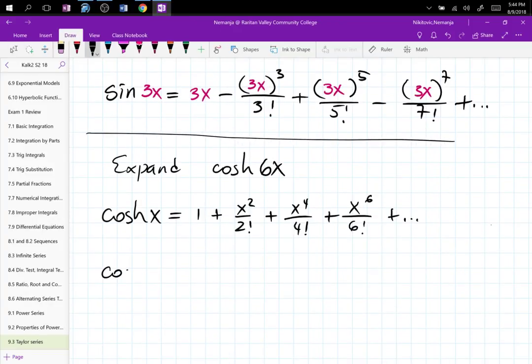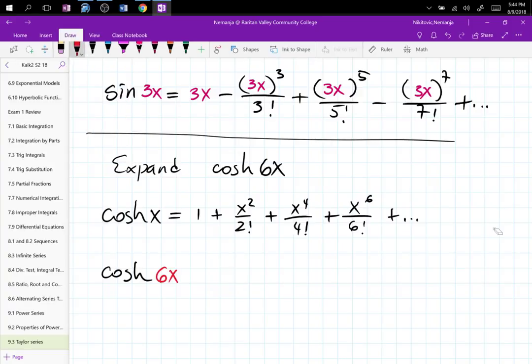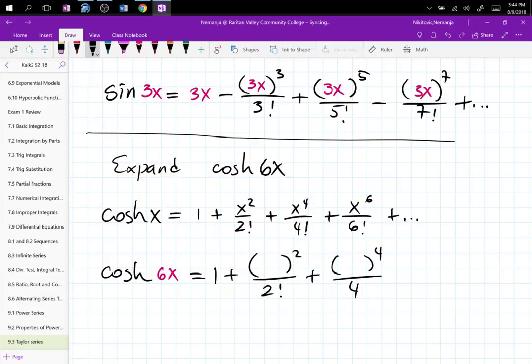So now to come up with a cosine hyperbolic of 6x, we are going to just replace all of our x's from hyperbolic cosine with 6x. So I have 1 plus 6x squared over 2 factorial plus 6x to the 4th over 4 factorial plus 6x to the 6th over 6 factorial plus dot dot dot. And I just fill in the 6x everywhere.